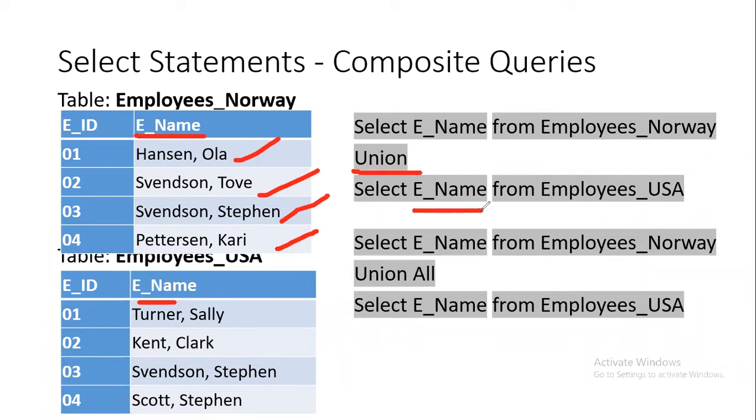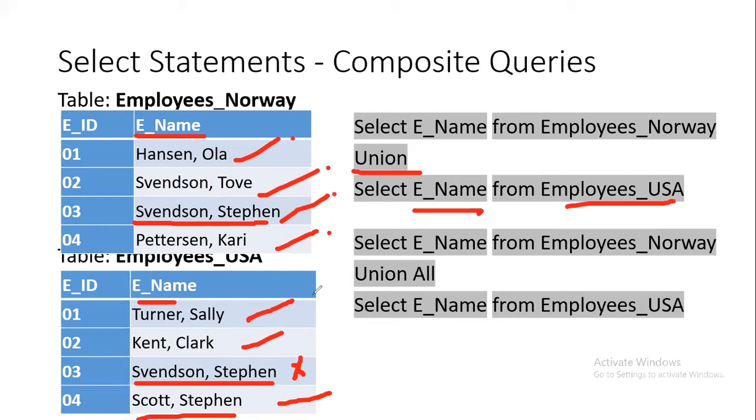Union with employee name, USA. Ito yung kay USA: Turner, si Kent. However, itong si Svensson Stephen, nandito na siya, so hindi na siya lalabas. And then we have Scott. So I have 1, 2, 3, 4, 5, 6, 7 records. Union distinct. Distinct, ibig sabihin, walang repetition.